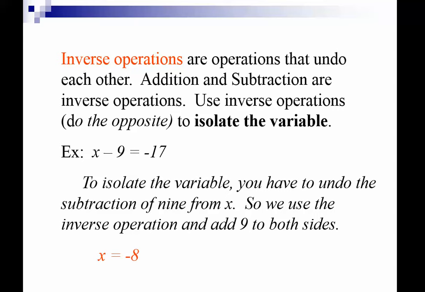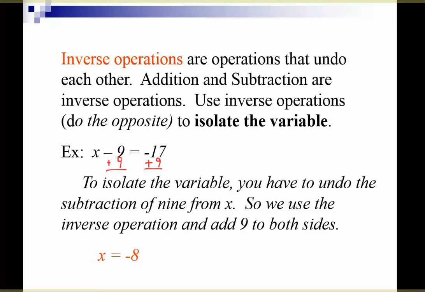And they give you this example here of x minus 9 equals negative 17. Okay, so we have the x and the negative 9 on the left side and the negative 17 on the right side. And how do we get the x by itself? Well, if you were doing work on this, you would add 9 to both sides. And that's what I would expect to see on your paper.